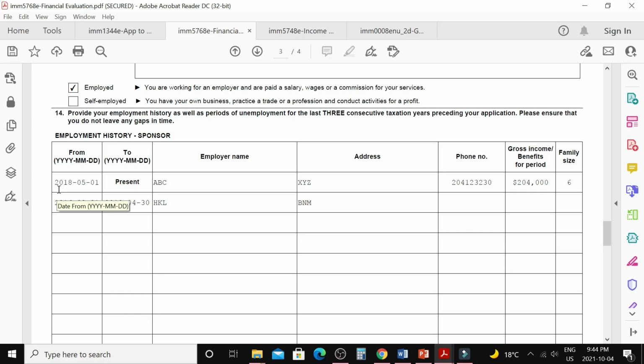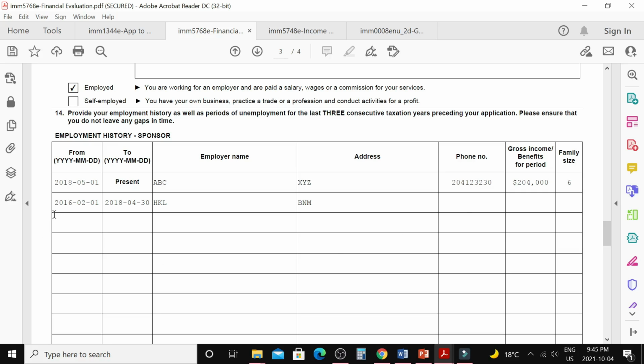Suppose I started this job on May 1st, 2018. Till present I am working with this employer at this address, on this phone number, and this was my gross income so far from that employer for that period of time. How can you calculate your income? You can get your 2018 T4 slip, your 2019 notice of assessment or T4, and 2020's T4, and then for this year, 2021, you can just include your pay stubs and calculate it all here and write the numbers here. And then you can write your family size, including you, your spouse, your kids, and if you sponsored someone before, if you have an undertaking of someone before, that's what you need to provide here.